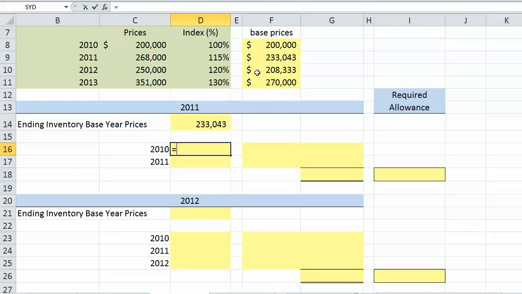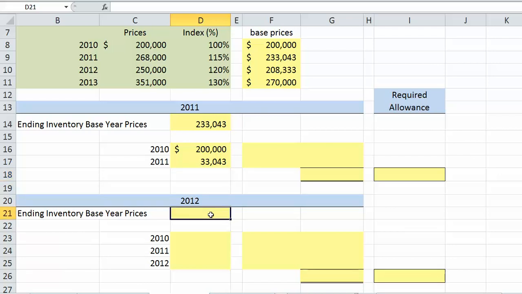We have available $200,000 from 2010. Notice we don't have the full 233, we only have 200,000 available. We've taken the smaller of these two numbers, which of course then leaves us with the difference, or 33,000 to add in 2011. Let's move on down to 2012.